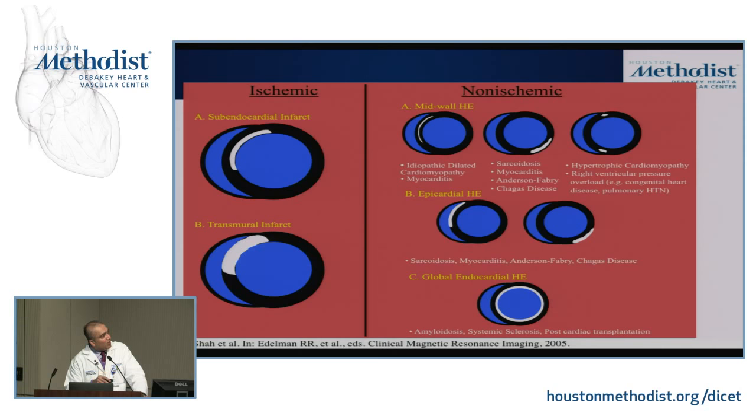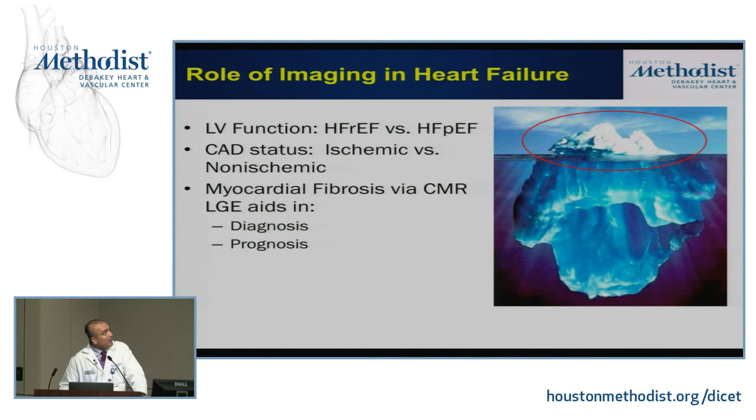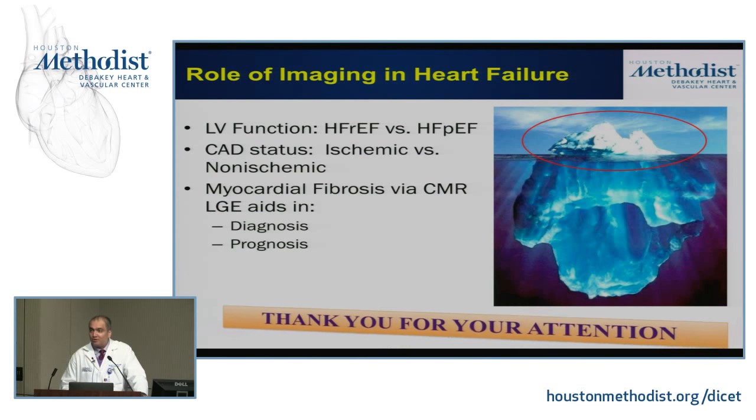Although these patterns don't necessarily give you one exact diagnosis, they can help you cone down the particular diagnosis. And when you put this in the context of other findings, I think it can help us make a more accurate diagnosis than just simply non-ischemic cardiomyopathy. To wrap up, the role for CMR is in identifying LV function and determining if it's HFpEF versus HFrEF, in identifying the presence or absence of coronary disease, and lastly, the presence of LGE in patients with myocardial dysfunction and cardiomyopathies can aid both in prognosis as well as in diagnosis. So thank you for your attention.